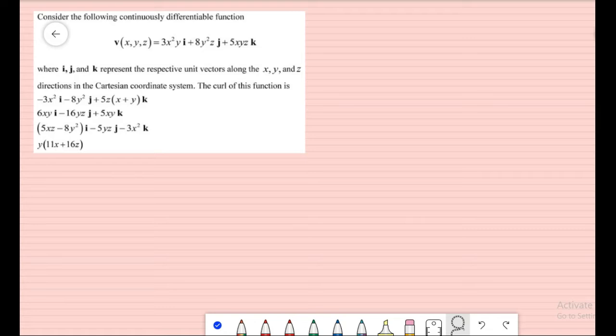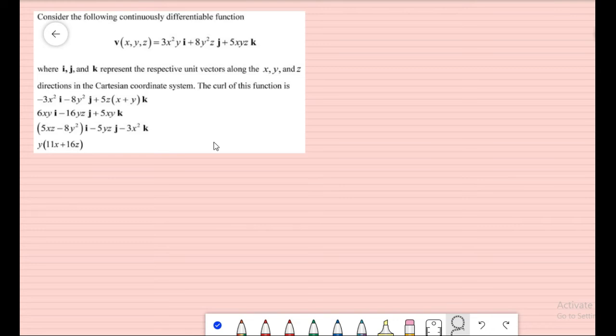In this video, we are going to solve mathematics question number 5 from GATE 2020 Chemical Engineering paper. Question is, consider the following continuously differentiable function v of x comma y comma z is equal to 3x square y i plus 8y square z j plus 5xyz k, where i comma j and k represent the respective unit vectors along the x comma y comma and z directions in the Cartesian coordinate system. The curl of this function is. So here we have some options.